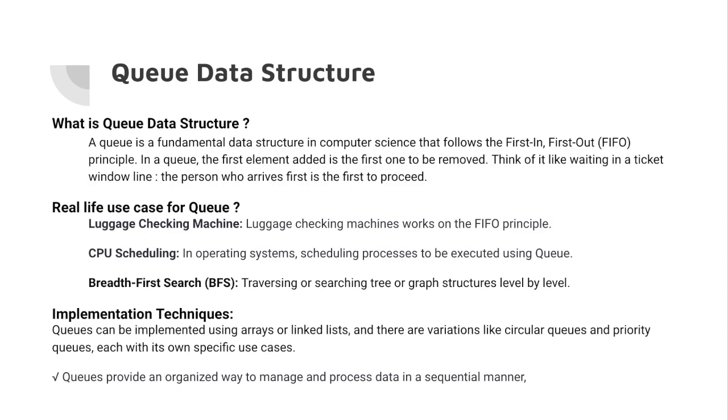Real world use cases for queue. First, the luggage checking machine. At an airport, there are luggage checking machines which work on the FIFO principle. Whatever luggage comes first will get checked first and the user can take it from that machine. So that always follows the FIFO methodology.